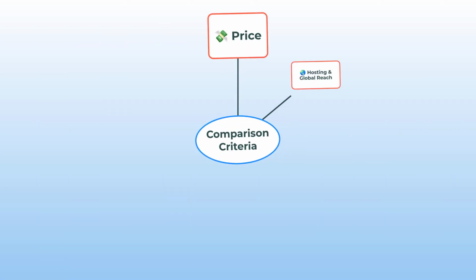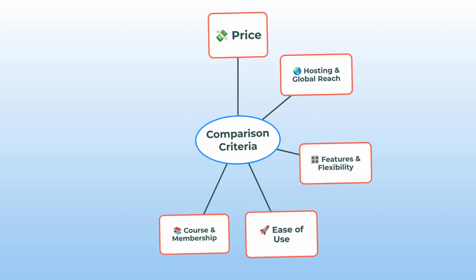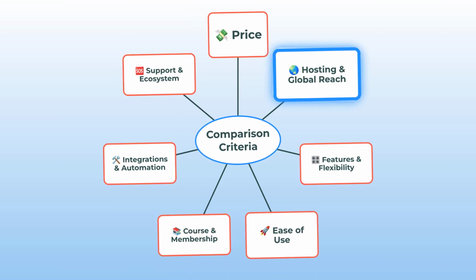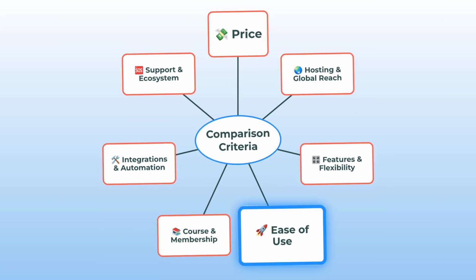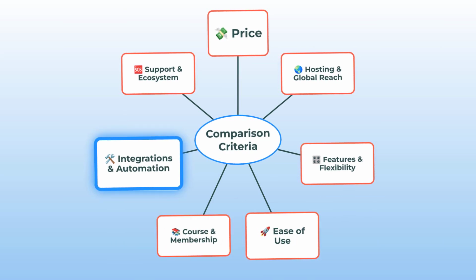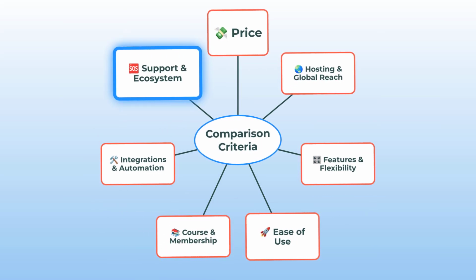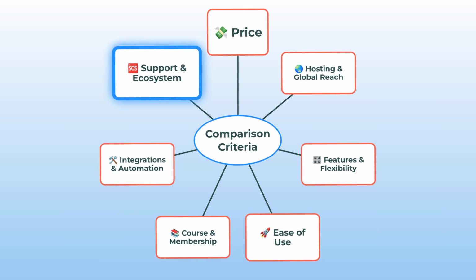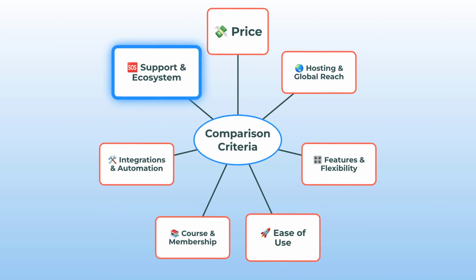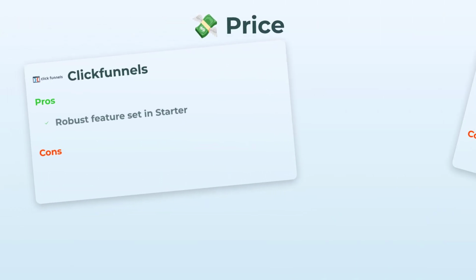Okay, first here, the mind map of what I'm actually comparing. We've got price, hosting and global reach, features and flexibility, ease of use, course and membership, integrations and automation, and support and ecosystem. Those are like the practical pillars of any funnel platform. Ready? Let's kick off with the wallet vibes.